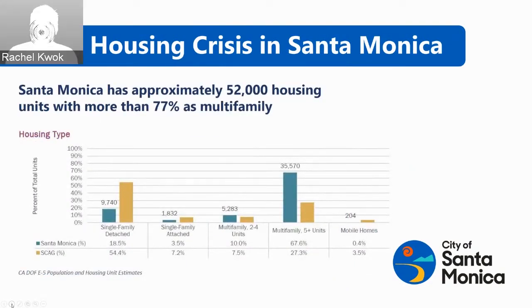In terms of housing inventory, we have about 52,000 housing units in the city. The vast majority of them, about 77%, are multifamily. When we say multifamily, we mean things like apartment complexes and some duplexes. As you can see here, there are only about 11,000 single-family homes, and these are mostly concentrated in the North of Montana neighborhood and the Wilshire Montana neighborhood. The rest of the city is primarily multifamily units within 2 to 5 or even more unit buildings.